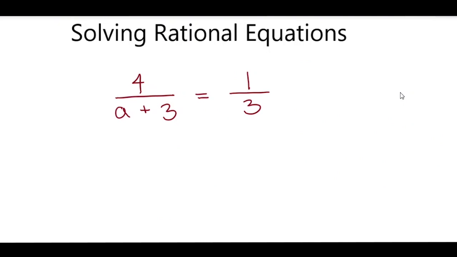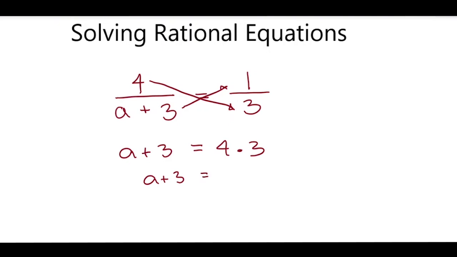So here I have 4 over a plus 3 is equal to 1/3. So what I'll do is I will cross multiply. I see that my variable is right here, so I'll start there. And I'll multiply a plus 3 times 1. So that's just a plus 3. And set that equal to 4 times 3. So I have a plus 3 is equal to 12. Now I will subtract 3, and a is equal to 9.